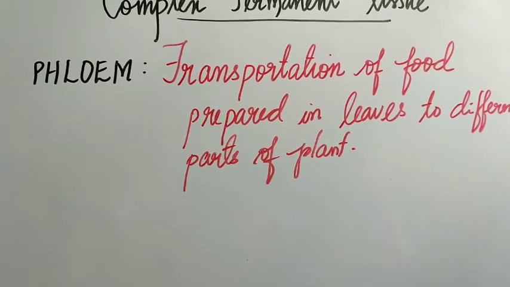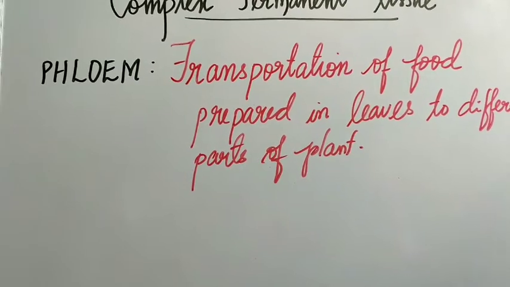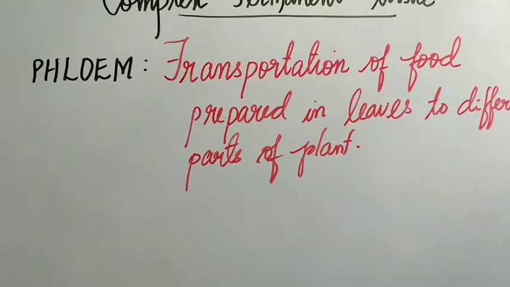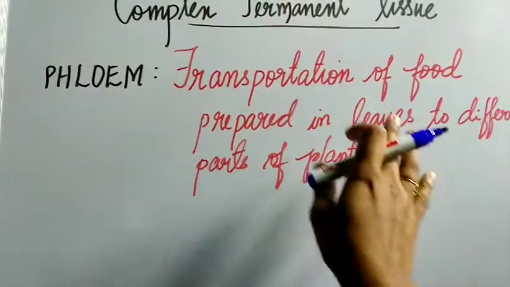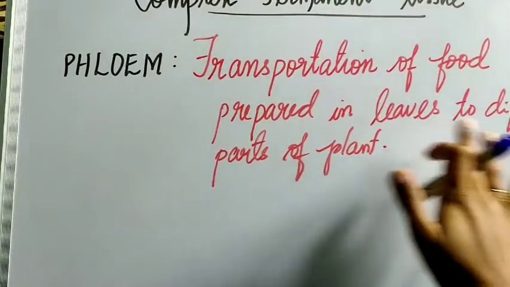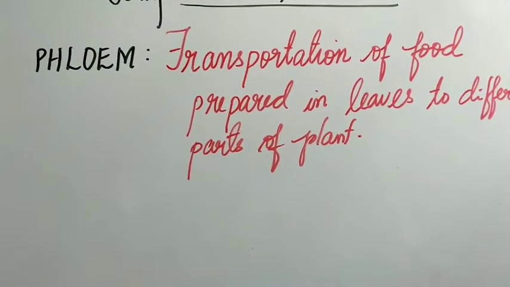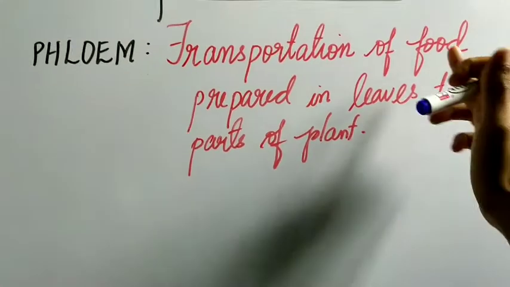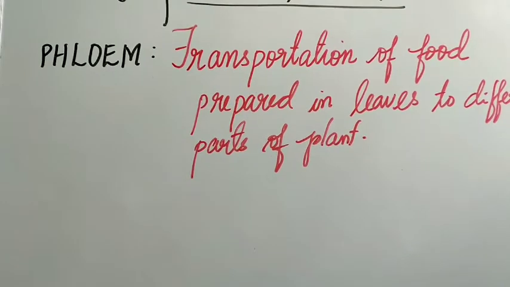Why do we eat food? For energy purposes. For doing different kinds of activities, we need energy. And this energy we obtain from the food that we eat. In the same way, in plants also, the food which is prepared in the leaves has to be transported to all other parts of the plant so that they can perform efficiently, so that they can make use of the energy from the food to perform the different functions assigned to them.